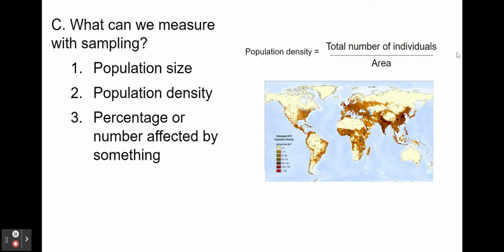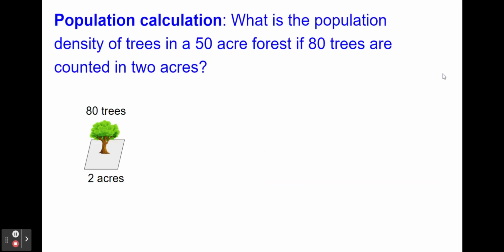And we're going to use this formula momentarily. Just put a box around it, make it stand out in your notes so that you can easily find this formula again later. Here are some examples of population calculations.